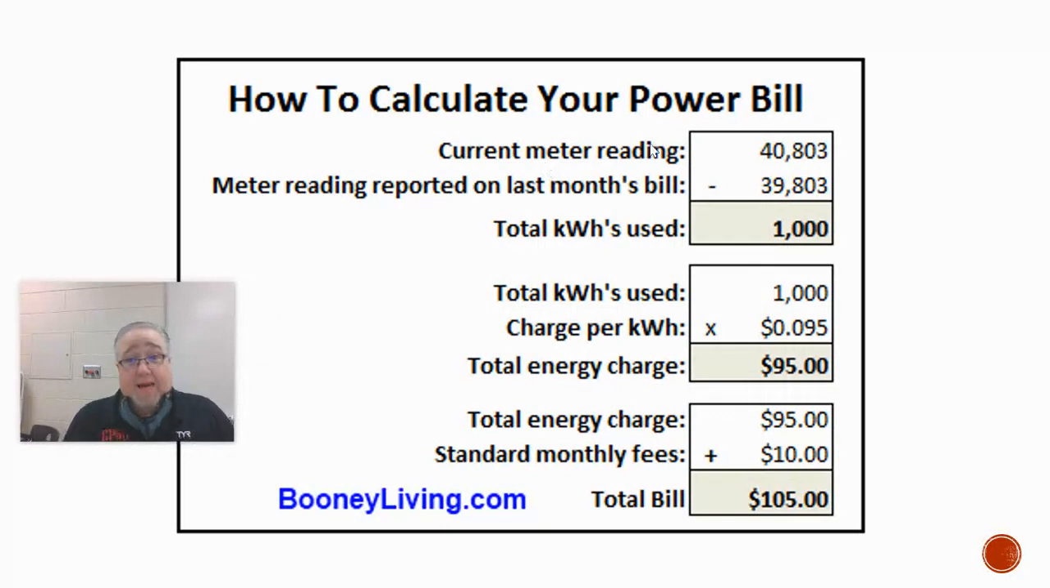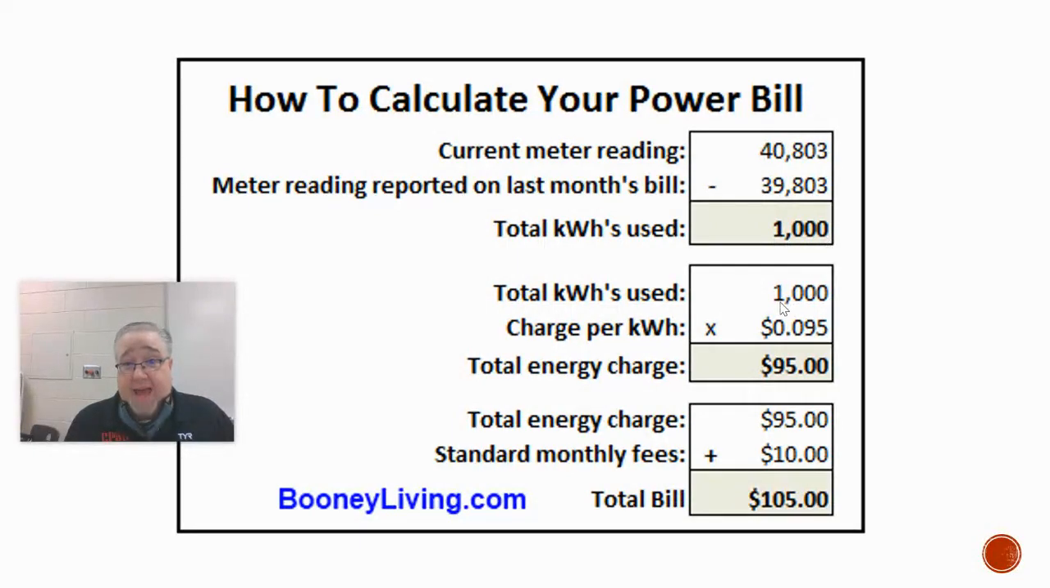Everybody does. At the beginning of the month, let's say this is what your meter reads: 40,803. That number is kilowatt hours. I apologize, this is what your current meter is. So this number below it is what your meter read a month ago. The difference in those two numbers is how many kilowatt hours your house, or your family in your house, used for that particular month.